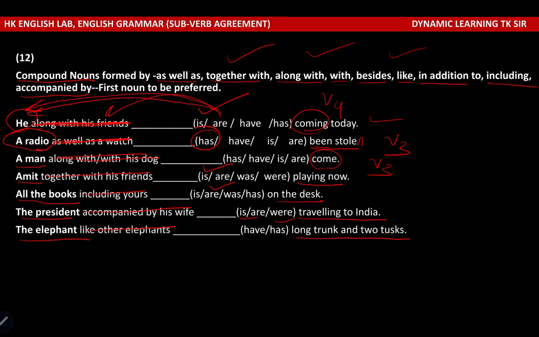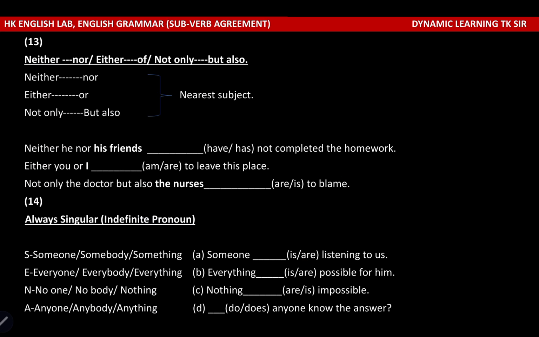So got it? So if you get a compound noun formed by all these connectors, then your first noun will be preferred, and according to that you have to use the verb. Got it, everyone? Okay. Next we'll discuss about here.